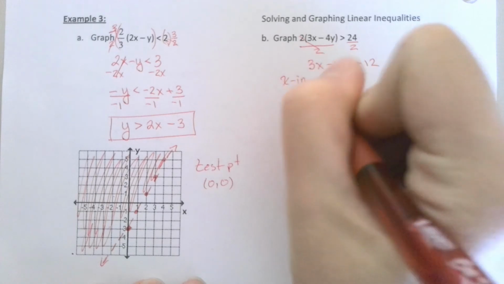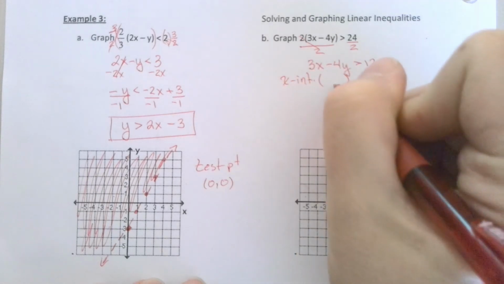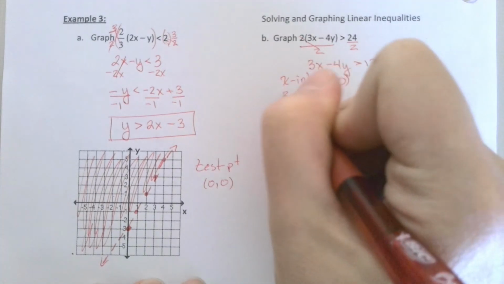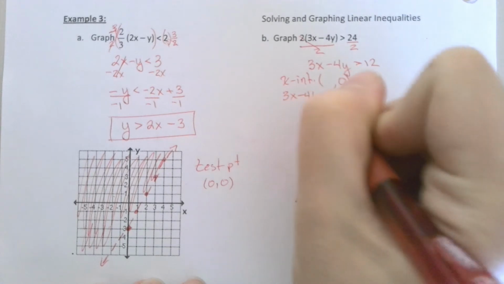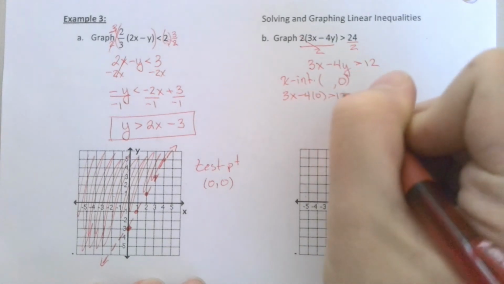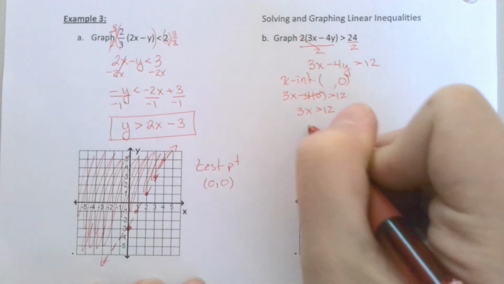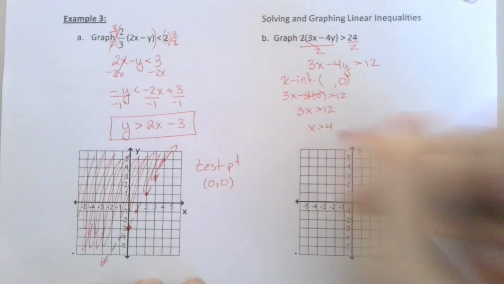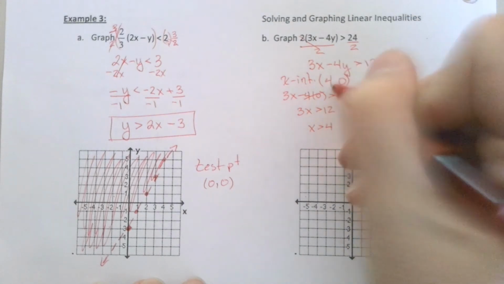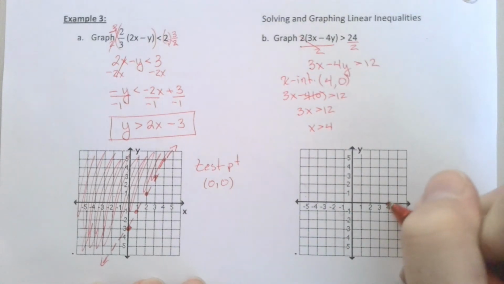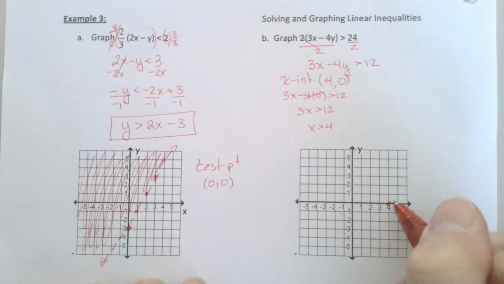So the x-intercept is an ordered pair, the y value being 0. So 3x minus 4 times 0 is greater than 12. So that's going to cancel. 3x is greater than 12. x is greater than 4. So here's my ordered pair at 4, 0. And if x is greater than 4, I'm going to shade to the right.